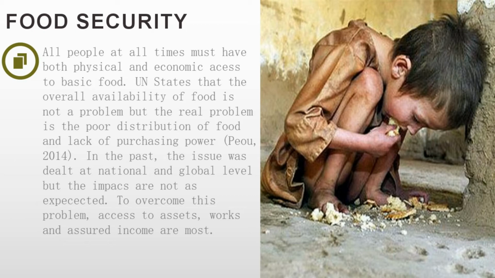Food security requires that all people at all times have both physical and economic access to basic food. According to the United Nations, the overall availability of food is not a problem. Rather, the problem often is the poor distribution of food and the lack of purchasing power. In the past, food security problems have been dealt with at both national and global levels. However, their impacts are limited. According to the United Nations, the key is to tackle the problems relating to access to assets, work, and a steady income, which is very much related to economic security.